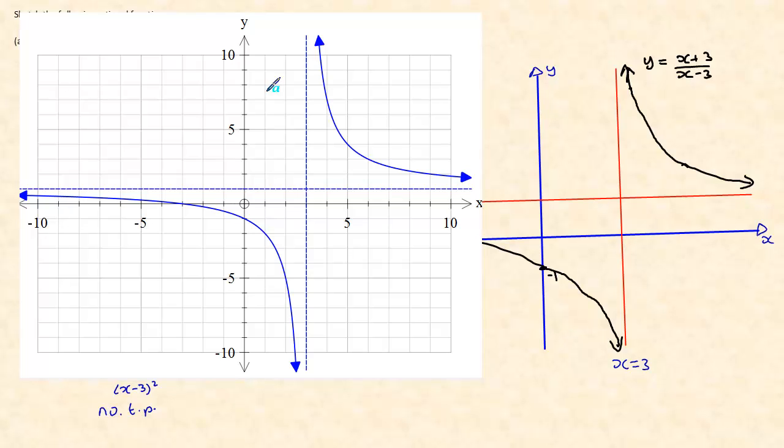Here's an accurate plot of the same function. We can see the horizontal asymptote here, y equals 1. We can see the vertical asymptote, x is 3. We can see the features that we have here, and the intercepts here and here, tending to 1 from above, tending to 1 from below.